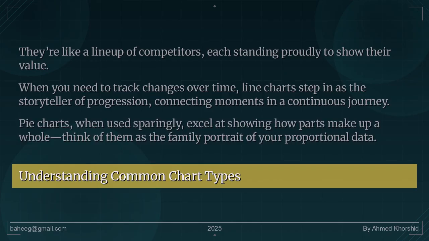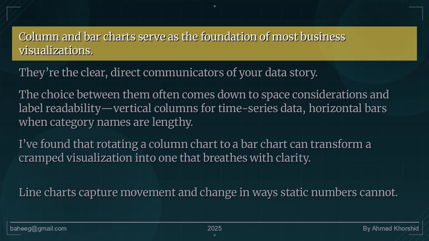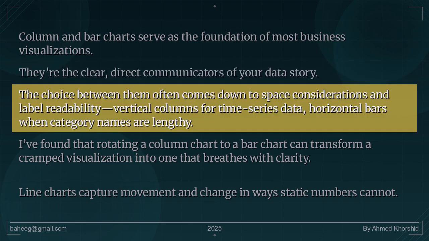Understanding common chart types. Column and bar charts serve as the foundation of most business visualizations. They're the clear, direct communicators of your data story. The choice between them often comes down to space considerations and label readability: vertical columns for time series data, horizontal bars when category names are lengthy.